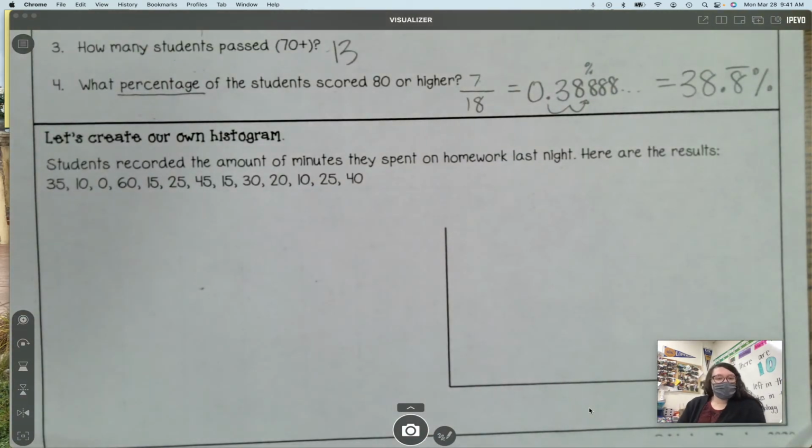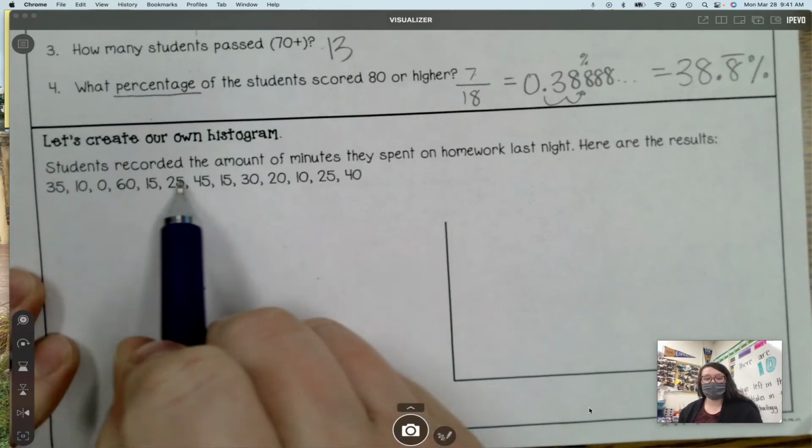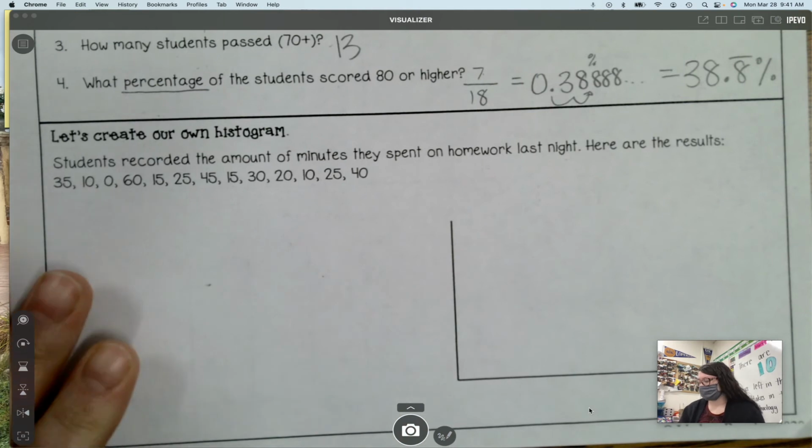This histogram wants us to make it based off of what students recorded, the amount of minutes they spent on homework last night, and those are their results. So we need to make some ranges based on these numbers.